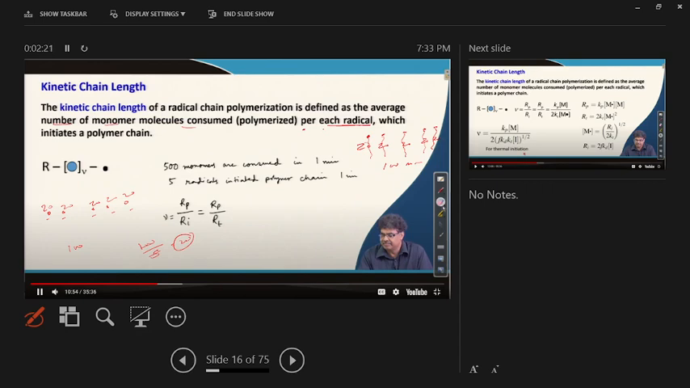In our example, because there are only 100 monomers, we assume that each radical takes the same number of monomers, so each radical is taking 20 monomers. Okay, so this is the idea.